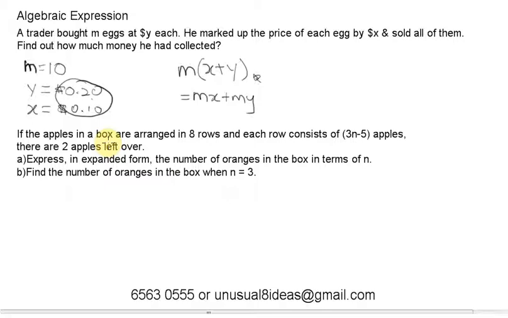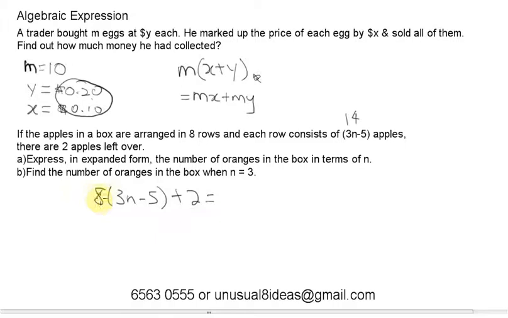Okay, for the second question, almost the same thing. 8 rows. Each row consists of 3n minus 5 apples. So let's say, imagine we have 4 here. Okay, so 8 times 4. If it's 14, it will be 8 times 14. Okay, so in this case it is 8 times 3n minus 5. But there are 2 apples left over, so we have to add 2.